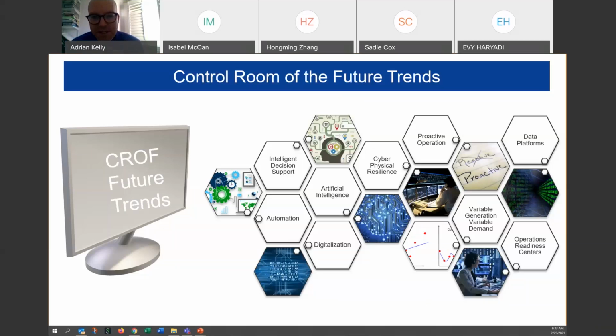But these are just some broad trends. I'll touch on some of them in the next couple of slides. You can move it on as well.